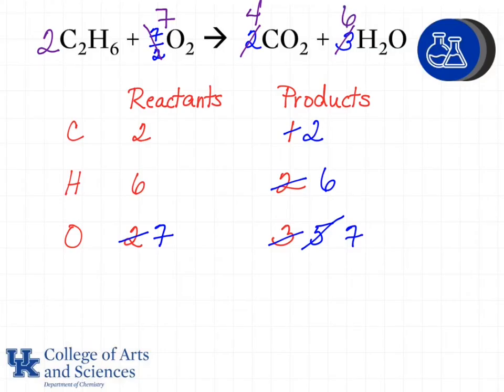Now, when I go through my equation, I see that I have 4 carbons, 12 hydrogens, and 14 oxygens on the left side of my equation. On the right side of my equation, I have 4 carbons, 12 hydrogens, and 14 oxygens. Now I have a balanced chemical equation with whole number coefficients.